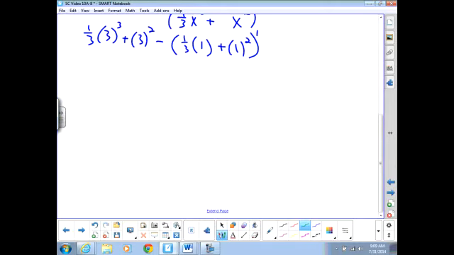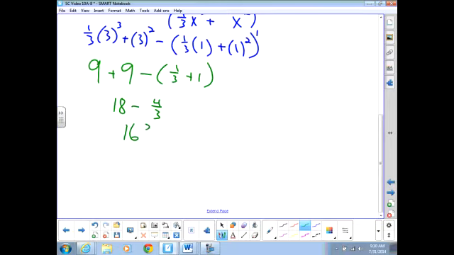3 cubed is 27. Divided by 3 is 9. 3 squared is 9. We'll have minus a 1/3 plus 1. So this will be 18 minus 4/3, or 1 1/3, you can think of it as. So that will give us 16 2/3. We had US units, so our work units is foot-pounds.